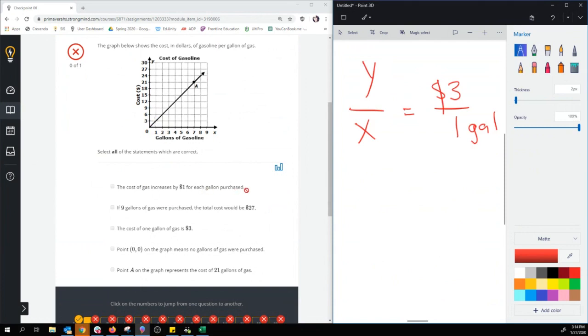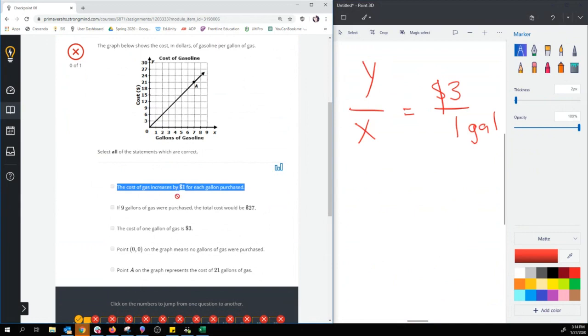So this first sentence says that the cost of gas increases by $1 for each gallon purchased. Do you think that's true or is that false? I'm paying $3 for every 1 gallon. That means that when I buy 2 gallons, I'd pay $4 if this is true. It's false, right? Because if I'm paying $3 for each gallon, when I buy 2 gallons, I should pay 6, which is what this graph says. So this one's false, so I'm not going to select that one.